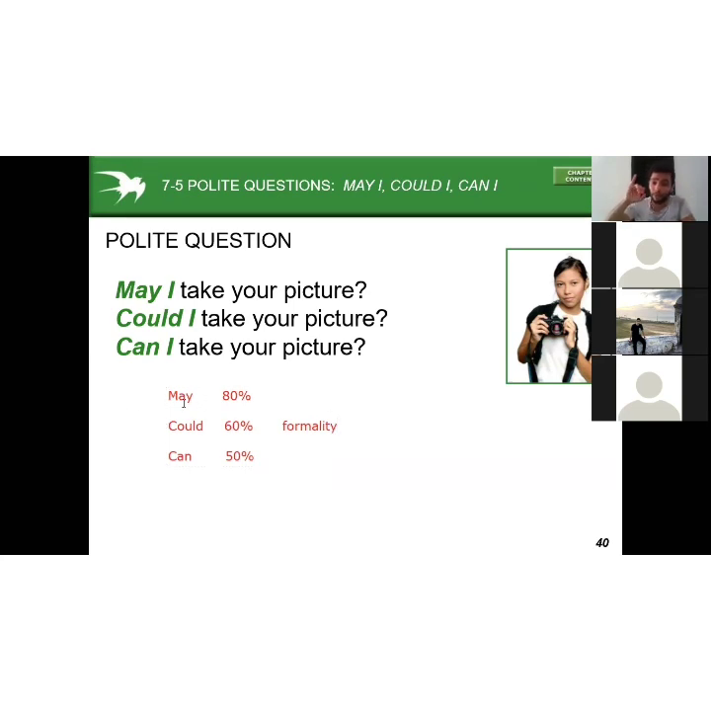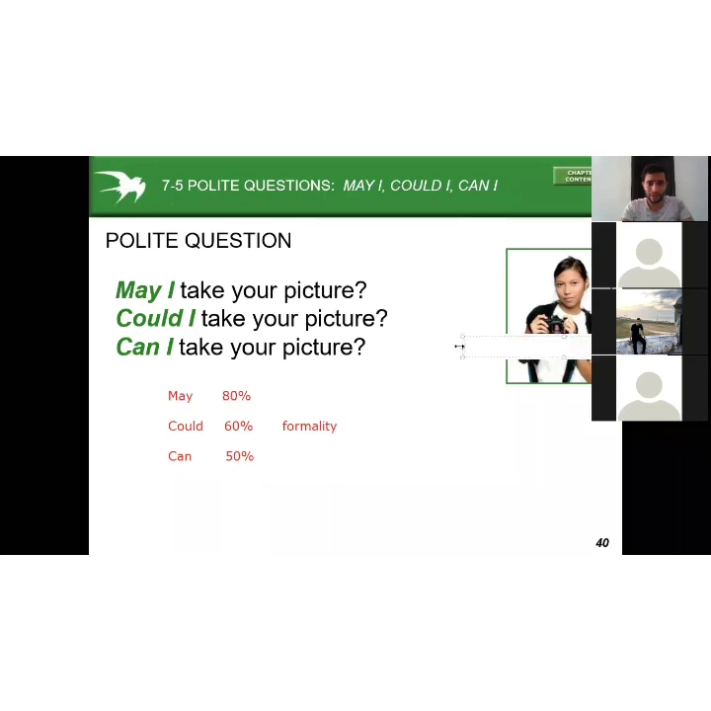May is very formal. When you use may, you're like these rich people with a little finger up, like, oh my God, may I do something for you? If you want to speak like this, you gotta use may because it's very formal. In case of could, it's just like 60%. It's also very formal. And in case of can, it's also formal, but it's the least formal of all, right? Please remember this little table of formality percentage right here. I may ask it later.